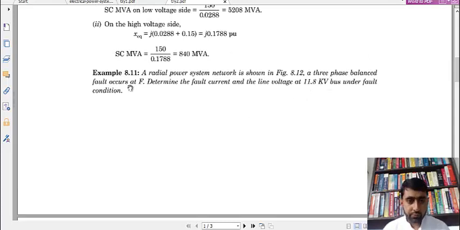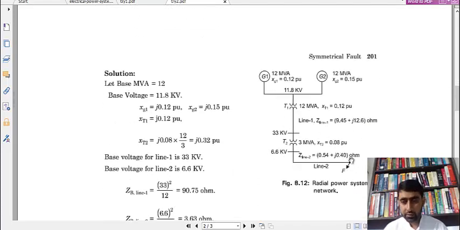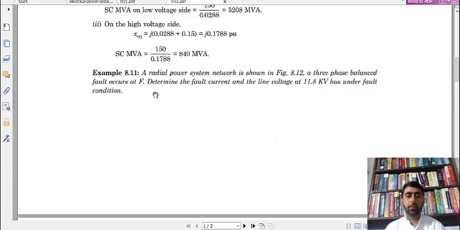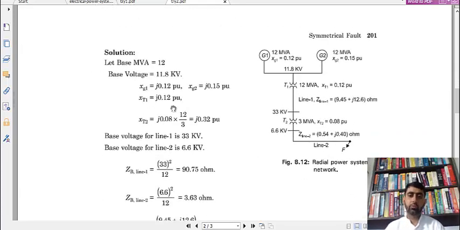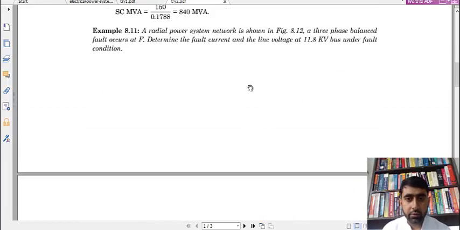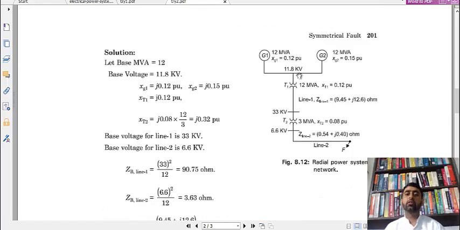A three-phase balanced fault occurs at F. That means a three-phase balanced fault occurs at this point F. Determine the fault current and the line voltage at the 11.8 kV bus under the fault condition. We need to find out the fault current, that is the current flowing from this point to the ground, and the line voltage, that is the voltage at this bus. We need to calculate the voltage at this bus.